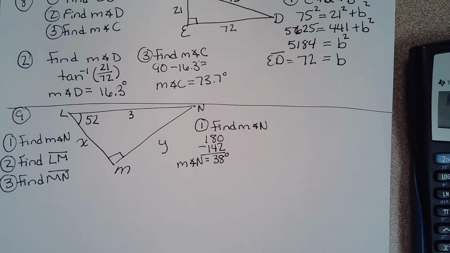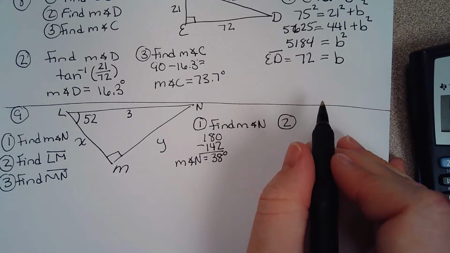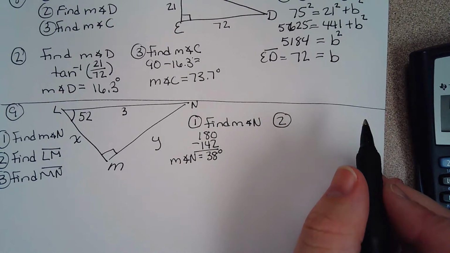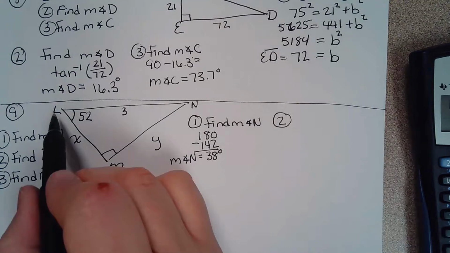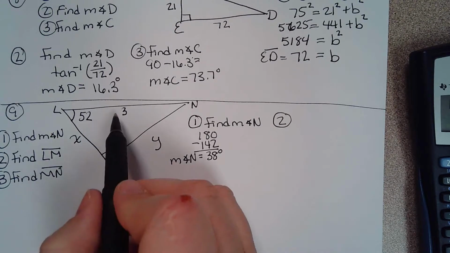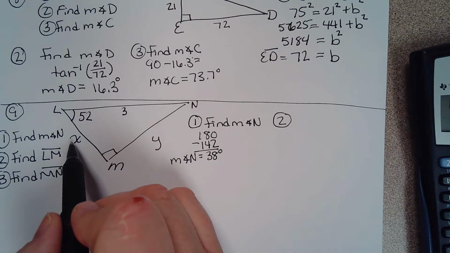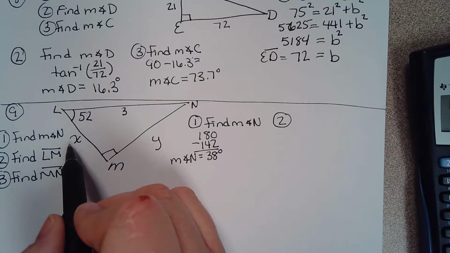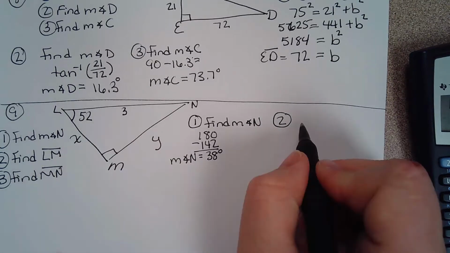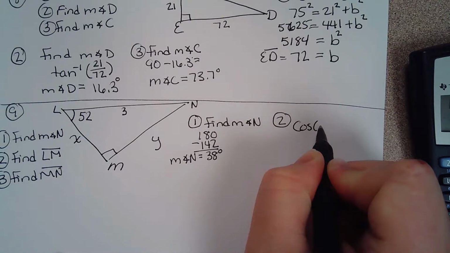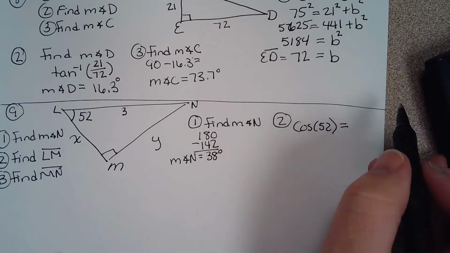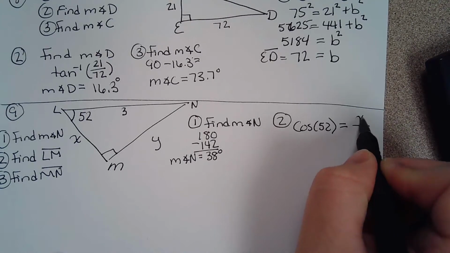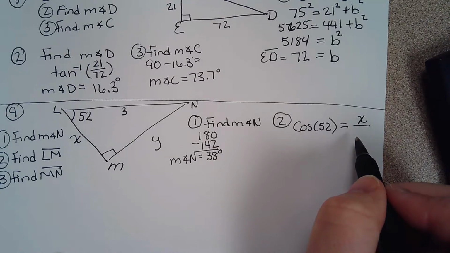So for step 2, let's look for finding LM, which is x. We're going to have to use cosine, and here's why. I have a measurement here, and I don't have a measurement here. So what we have to do is try to figure out how we're going to do this. So this is going to be cosine, and we have a degree, so I'm going to use this degree here. So we have cosine 52 equals, and we have the adjacent, which is our x, over our hypotenuse, which is 3.